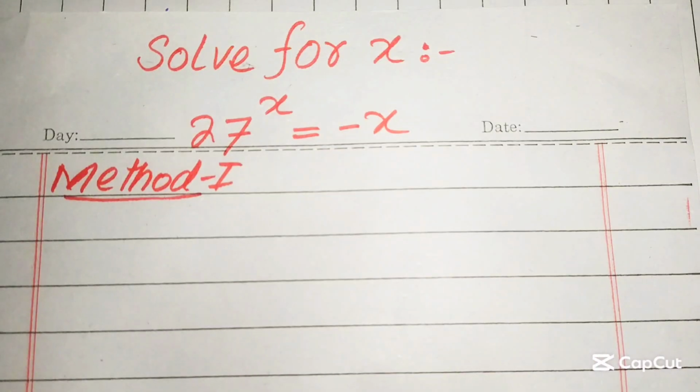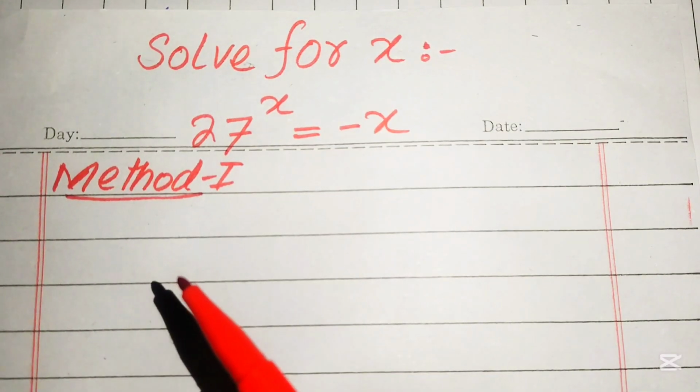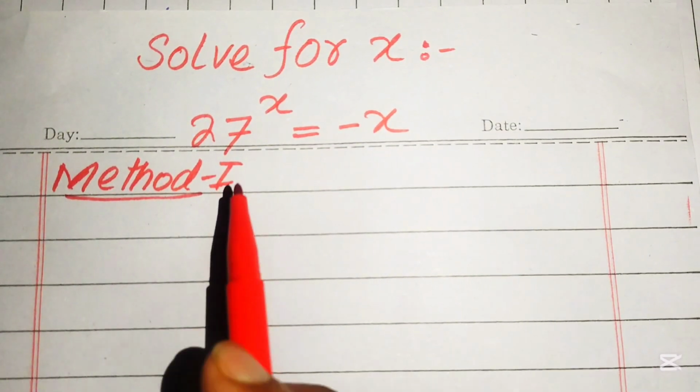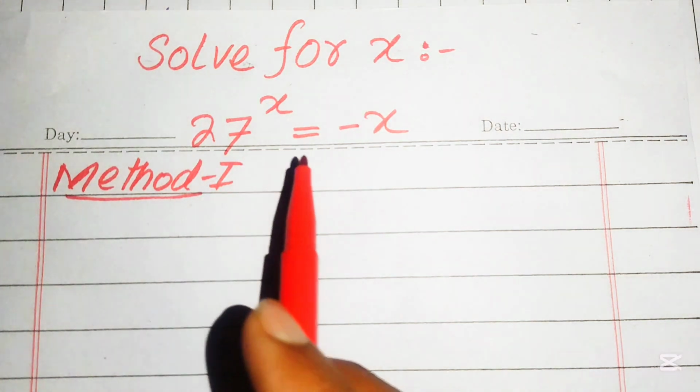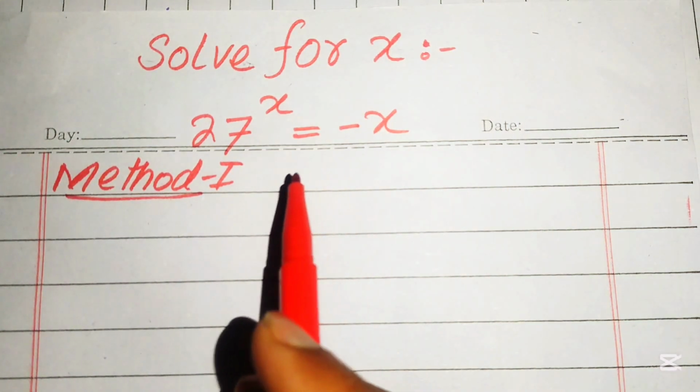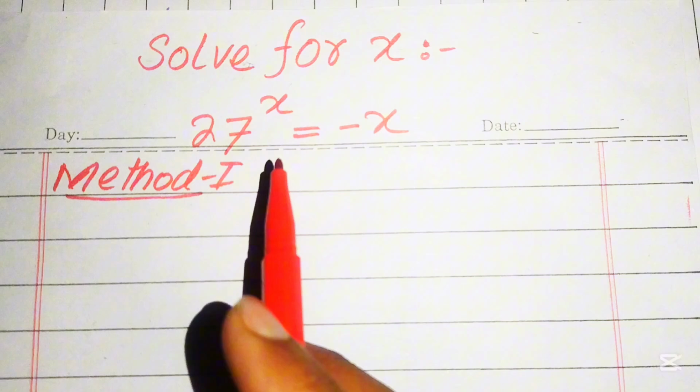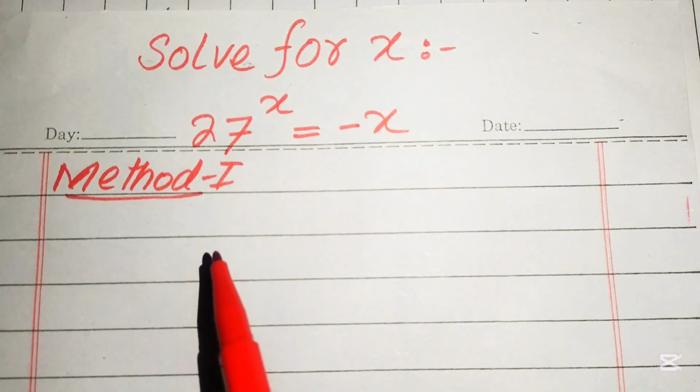Hello everyone, how to solve this nice math Olympiad exponential equation problem. So here we have 27 to the power of x equals minus x, and we solve this problem for the values of x. Here we first solve this problem by method number 1.